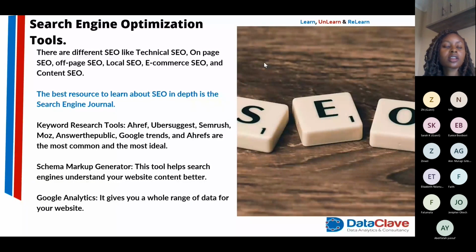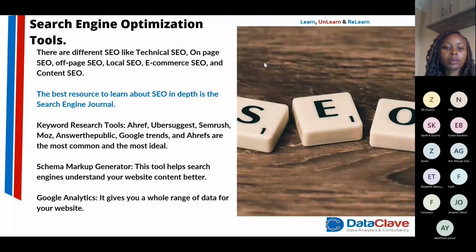So these are the most common and also the most ideal, I'd say. If you're starting out on keyword research, these are the tools that maybe I'd advise you to use.